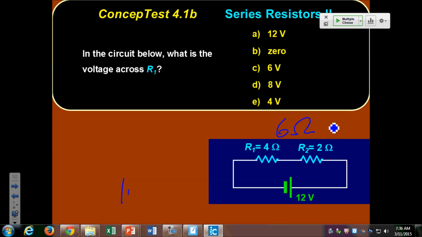So if I imagine a circuit with 6 ohms, 12 volts, that means I have a current here of 2 amps. So I have 2 amps going through this resistor and 2 amps going through here. Anytime I get two quantities, I can find the third. V is equal to IR. 2 amps times 4 ohms, 2 amps times 2 ohms gives me 8 and 4 volts.